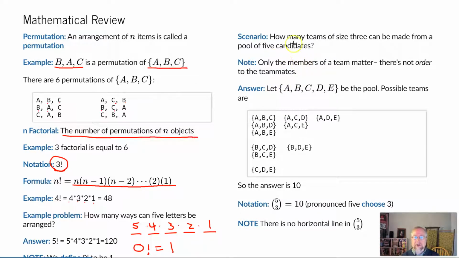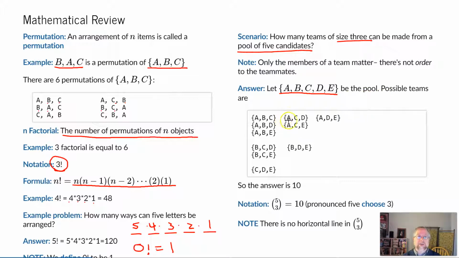So let's think about this scenario. How many teams of size 3 can be made from a pool of 5 candidates? So you have 5 individuals to choose from, and you're picking 3. And of course, in teams, nobody cares about the order, right? You're all just in the team or you're not, so that makes it like a set. So in other words, how many subsets of size 3, if you want to think of it that way. So we'll let A, B, C, D, and E be the pool, just because it's easy to think about letters, I think.